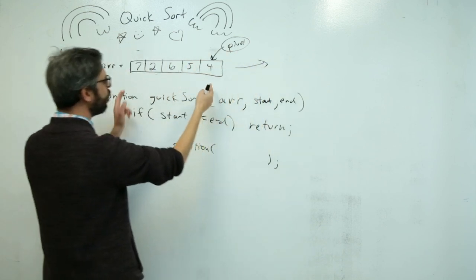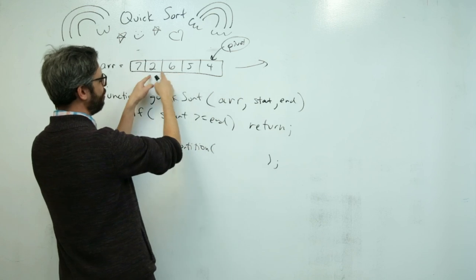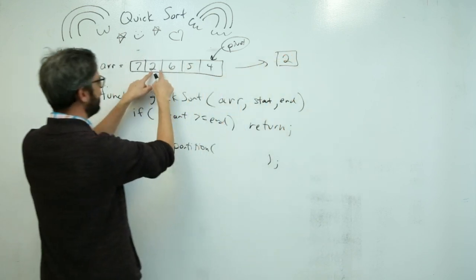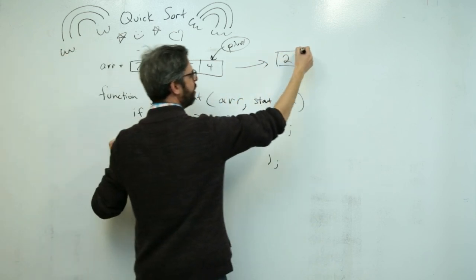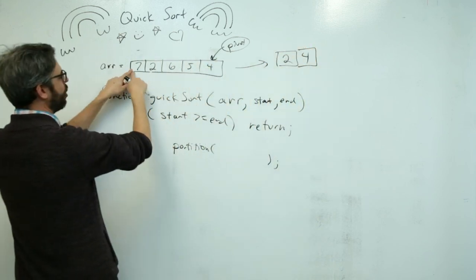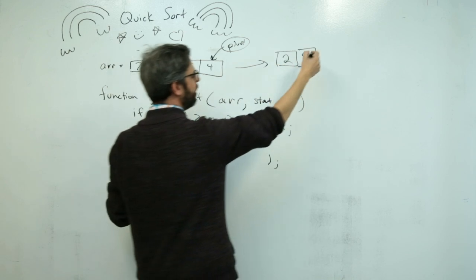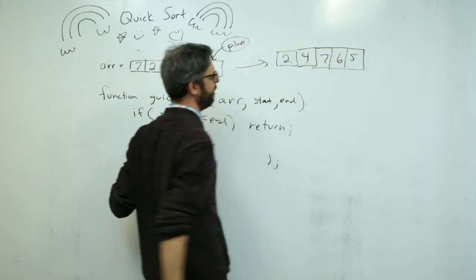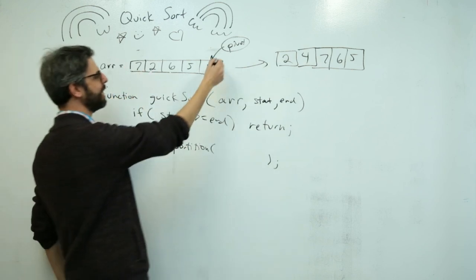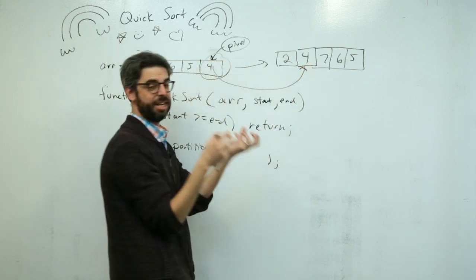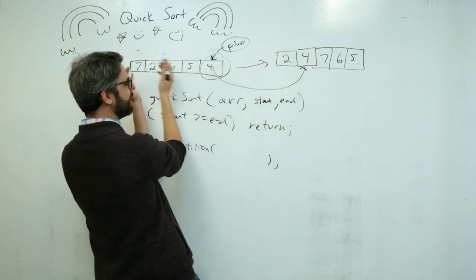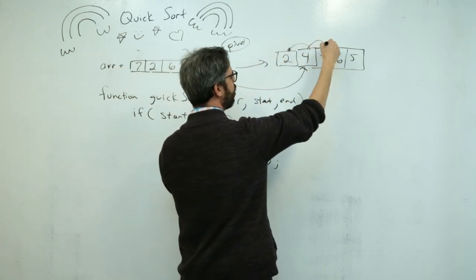If I were to do that with this array, I can visually see I'm going to get a 2. The 2 is the only thing less than the 4, and then the 4 is going to go here. The other things are going to be on the other side, like 7, 6, 5. They don't have to be sorted. So this is what I'm doing: I'm taking this pivot and putting it essentially in the middle of the array, and everything that's less goes on one side, everything that's more goes on the other side.